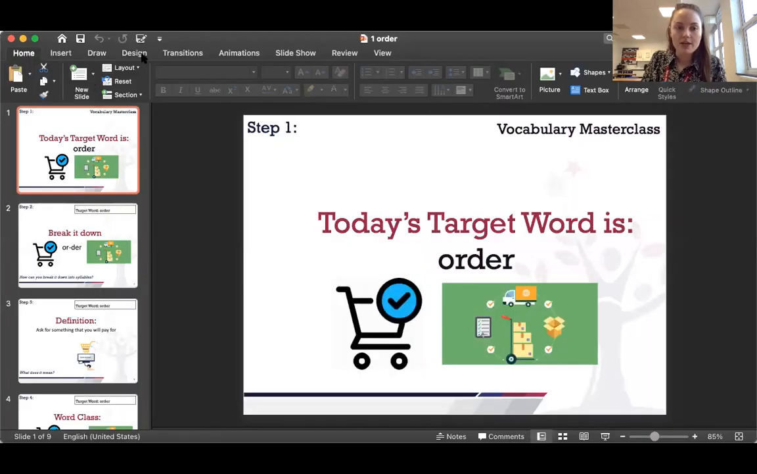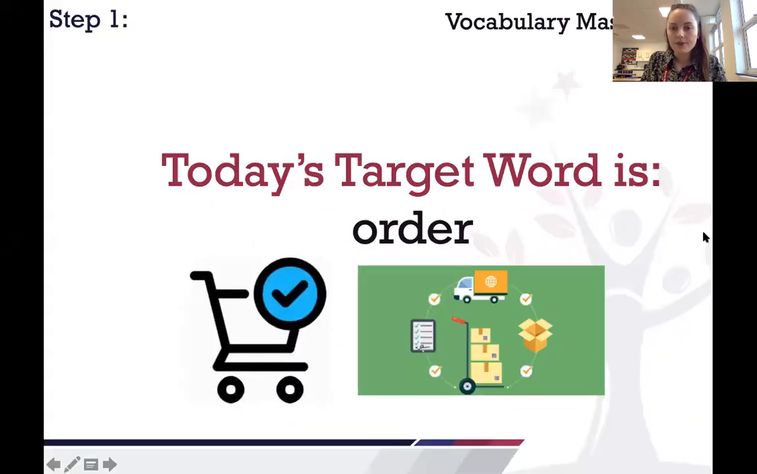So today we are doing something a little bit different. We're going to be doing a deep focus on one word instead of looking at lots of different words. And we're going to be doing this twice a week. Sometimes we might do it a few more times a week, and we're going to call it a vocabulary masterclass instead of a vocab blast. So this is our first vocab masterclass, and the word today is order.